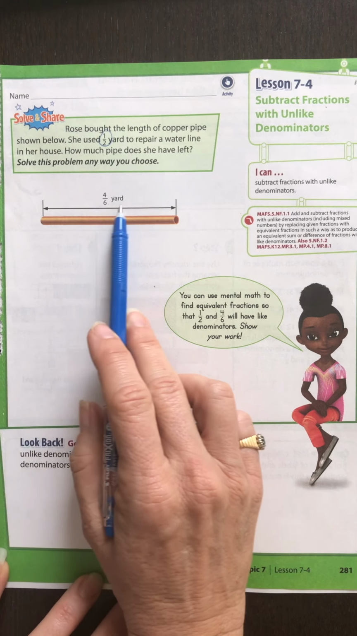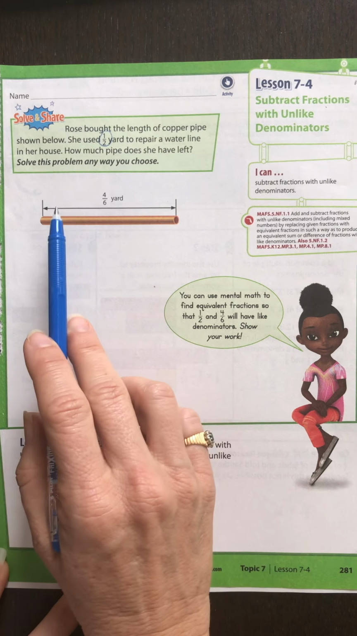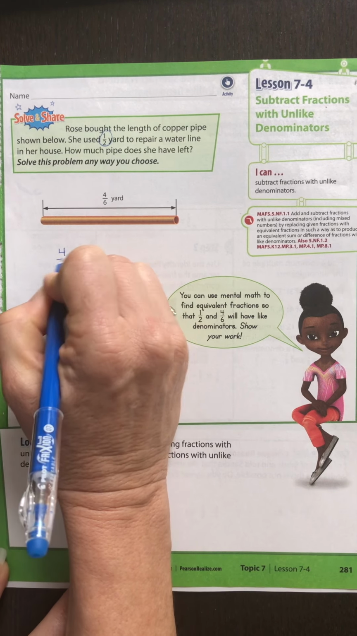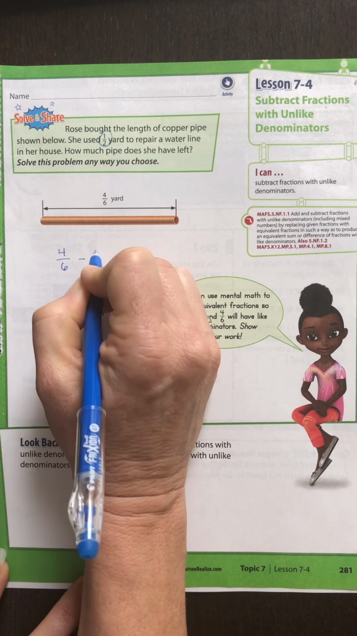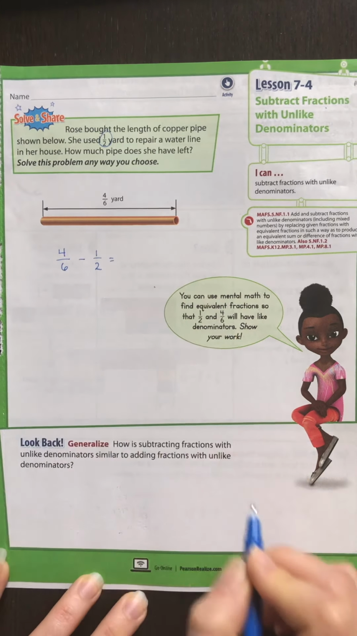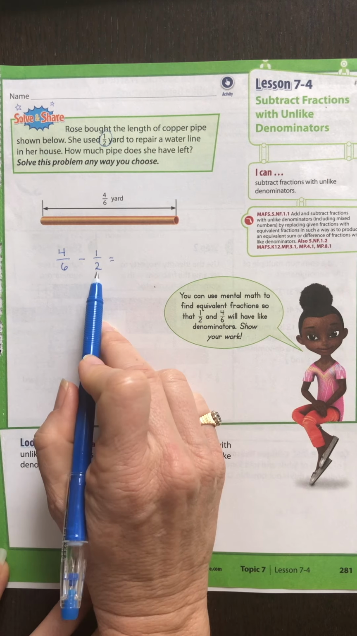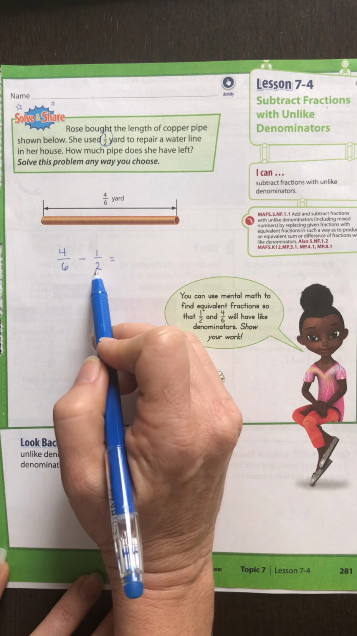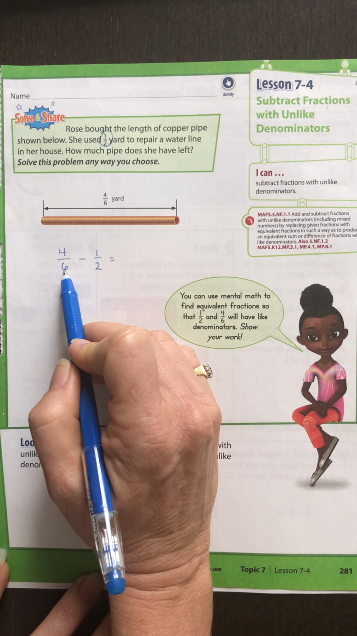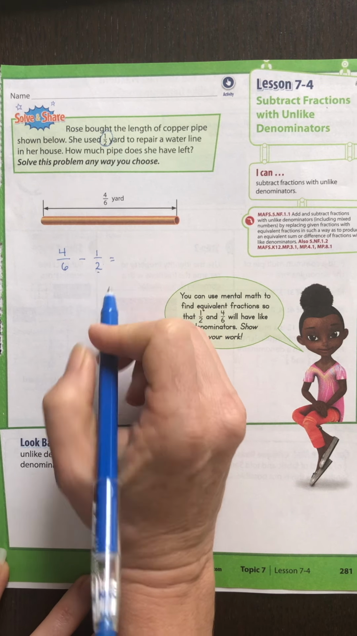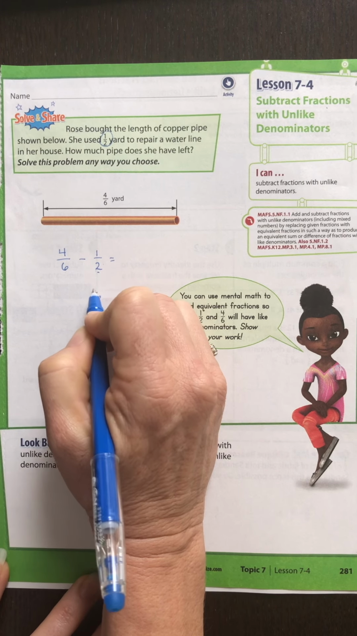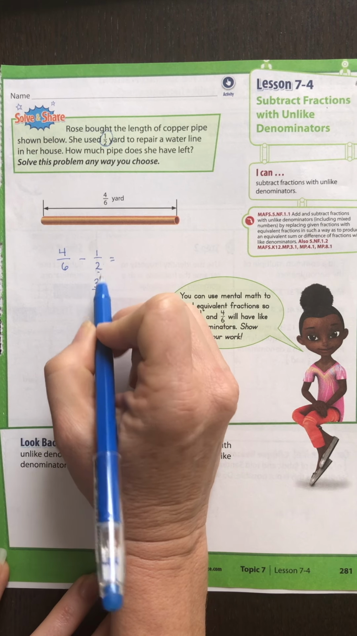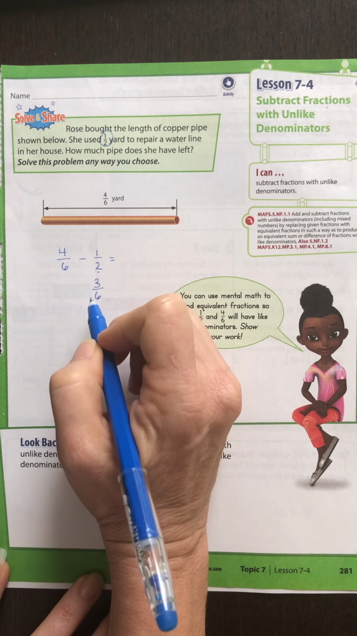So we're starting with 4/6 of a yard. We're using 1/2 of a yard. They don't have like denominators, which is going to prevent us from subtracting as they are. We need to take 1/2 a yard away from what we started with. We know that 2 is a factor of 6, or 6 is a multiple of 2. So we can change our 1/2 into sixths. 2 times 3 is 6. 1 times 3 is 3.